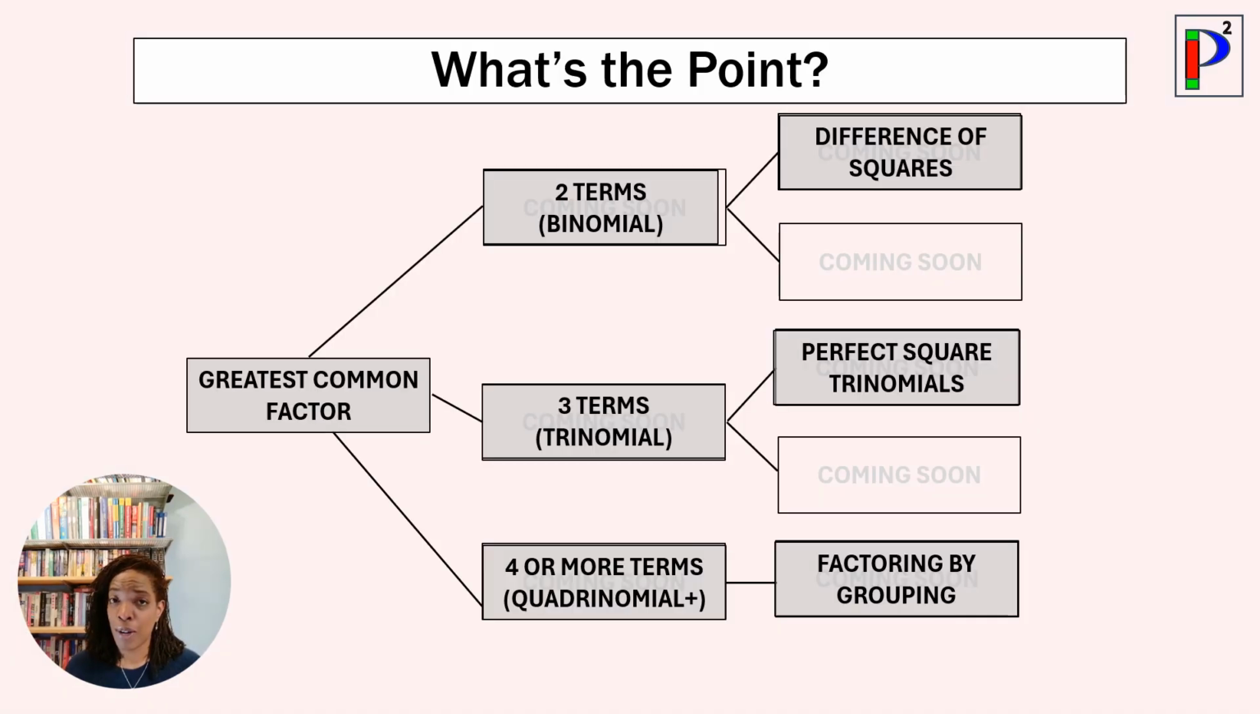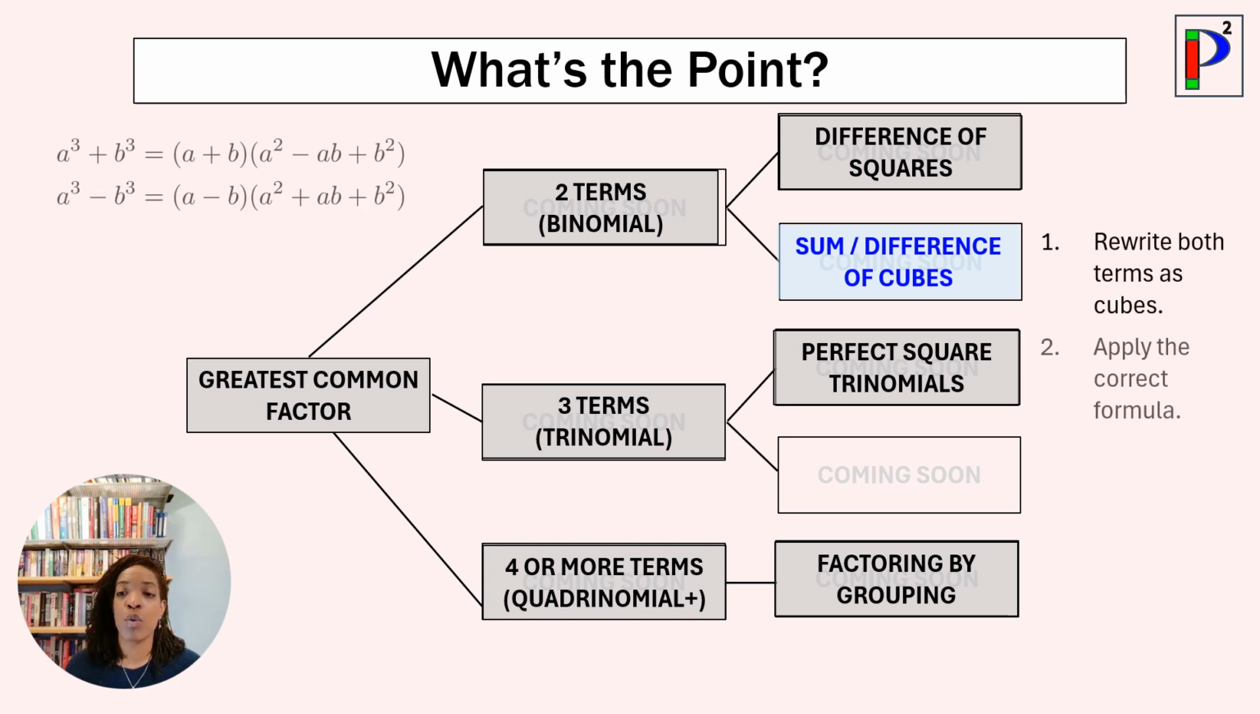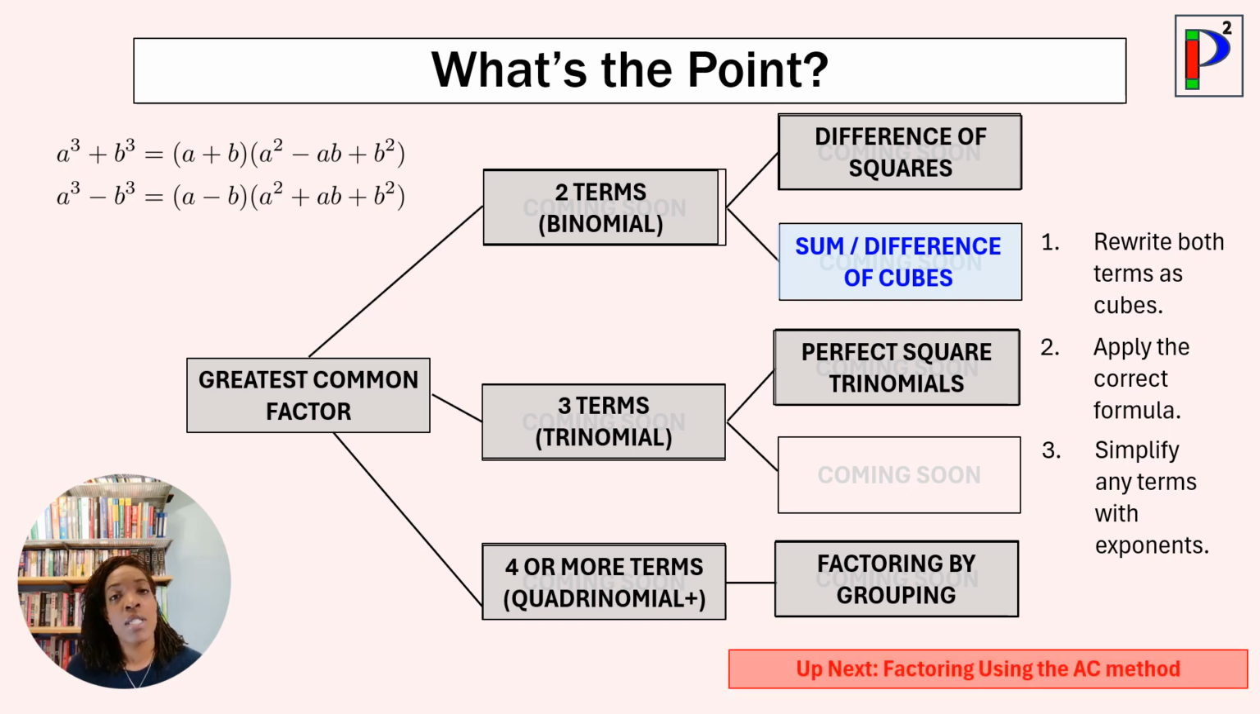Well, look at this factoring tree. It is in full bloom. We finally learned how to use the sum and difference of cubes, which completes our binomial factoring options. We know that we have to rewrite our terms, apply the correct formula, and simplify any terms with exponents. We have to look out for other factoring methods. Now that we're pros, we might have a difference of two squares or something else that we have to do afterwards.